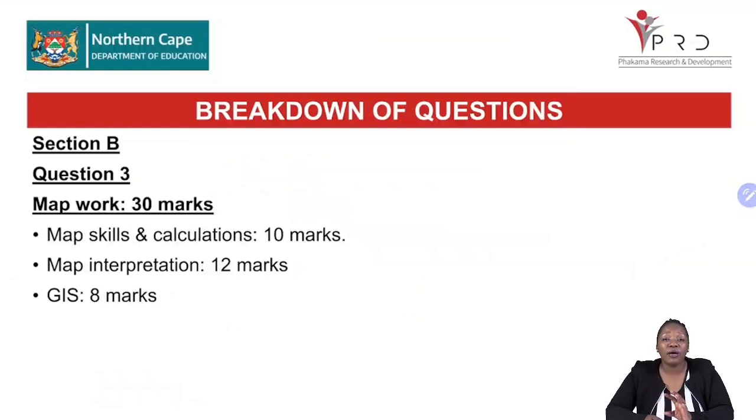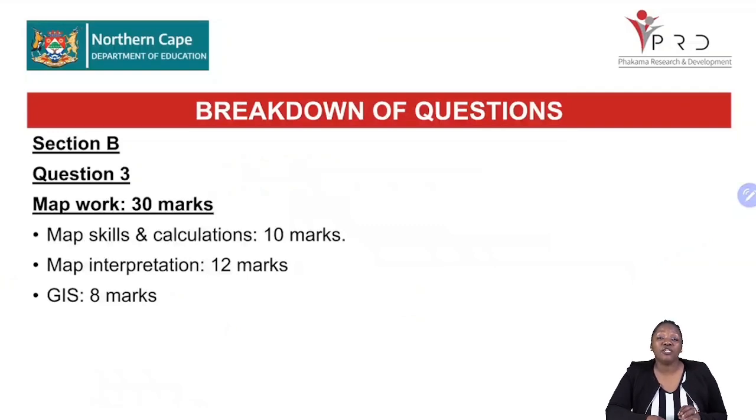So our focus today is on question 3. Under question 3, your map work, which is 30 marks, the further breakdown of your 30 marks is: your map skills as well as your calculations, they will give you 10 marks. And then your map interpretation, they will give you 12 marks, and your GIS is 8 marks. So remember, when it comes to your calculations, you will never know which calculation will be asked. Therefore, it is best that you practice all the calculations so that you don't come across problems when you are inside the exam center.